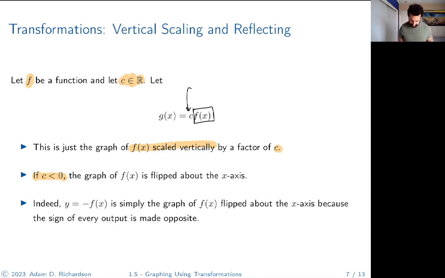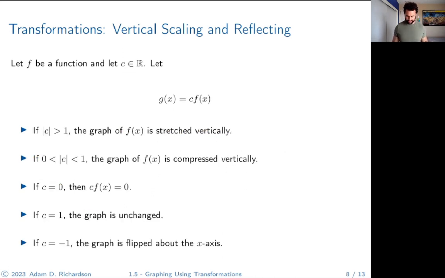And I say it down here too. Indeed, if you look at the function negative f of x, that's just the reflection, a vertical reflection of the graph. Okay, more details. Still with the same setup, this value c. If the size of c is bigger than 1, you're going to get a vertical stretch.